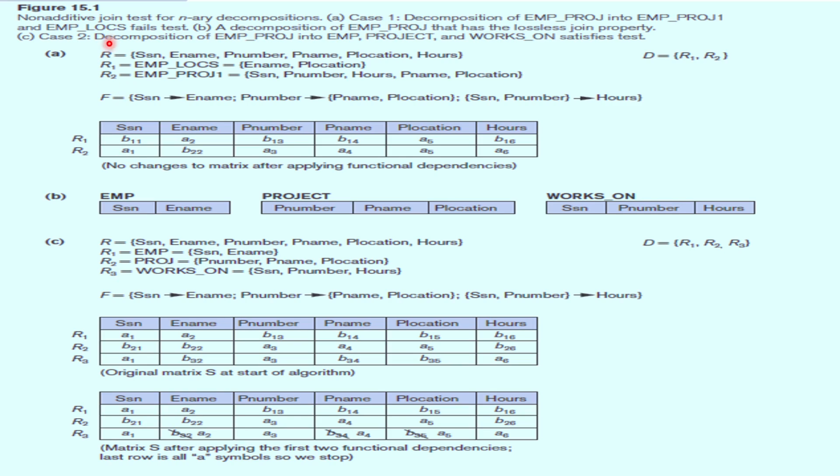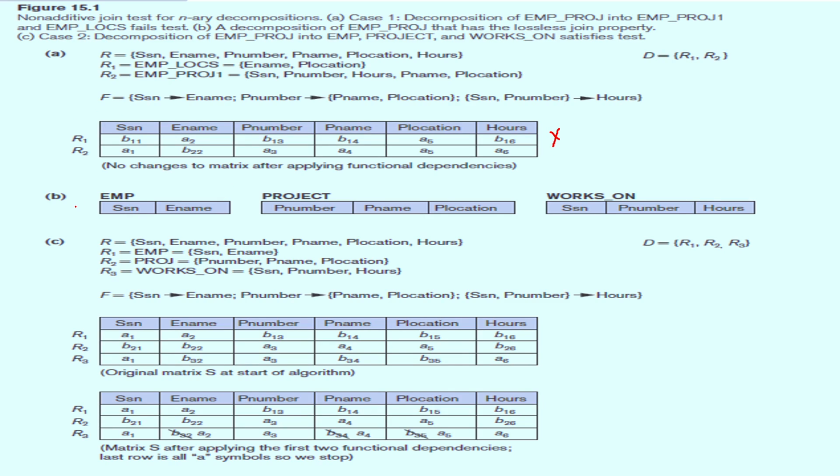So this decomposition is an additive join property here. It is a lossy join, because that criteria is not fulfilled here. So this example is additive. It has not fulfilled the criteria. That's why it is not a non-additive join property here.